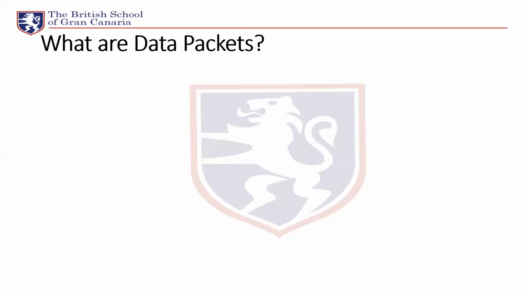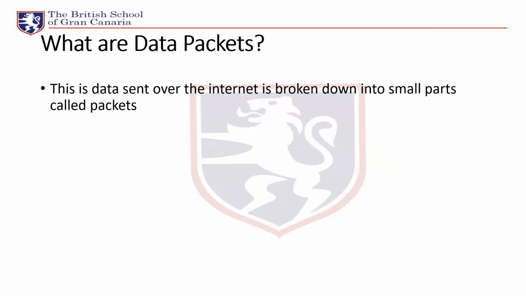So what are data packets? All they are is data sent over the internet and broken down into small parts. Let's take an example. You have your phone, and your phone is connected to your router. You've just taken a selfie and you want to send that selfie to your friend using WhatsApp. That selfie, that picture, is broken down into loads of different packets so it can be transmitted quicker, because if it was transmitted as one whole image, it would take longer to get there.